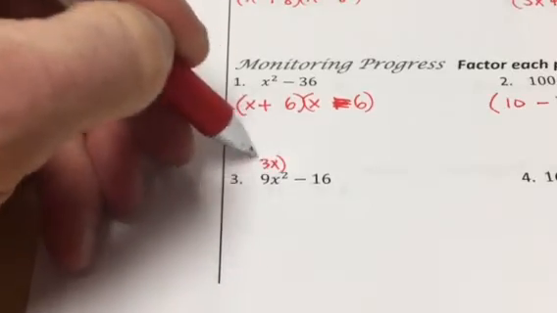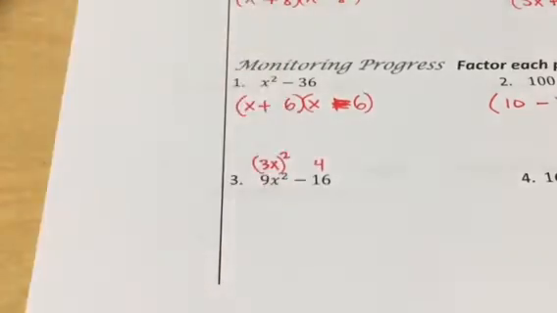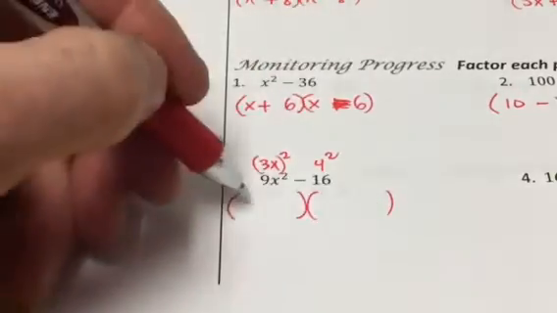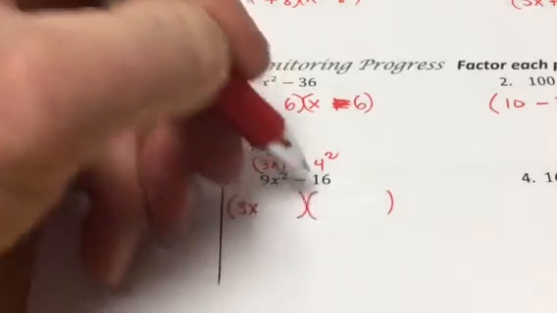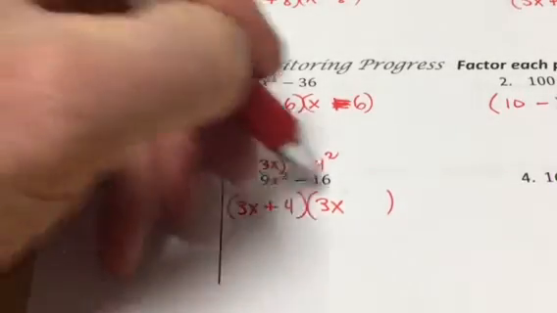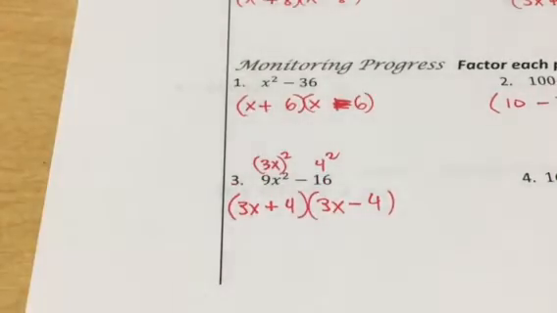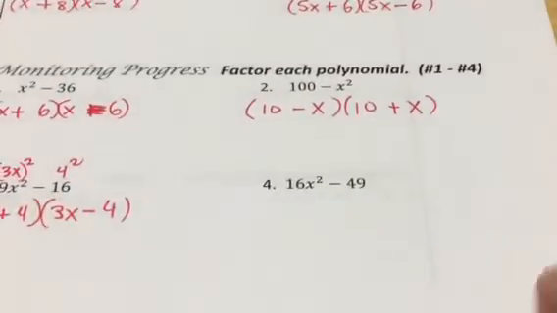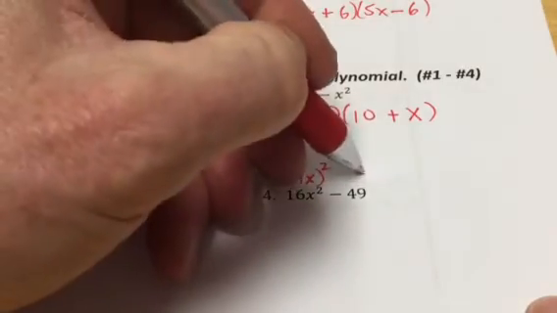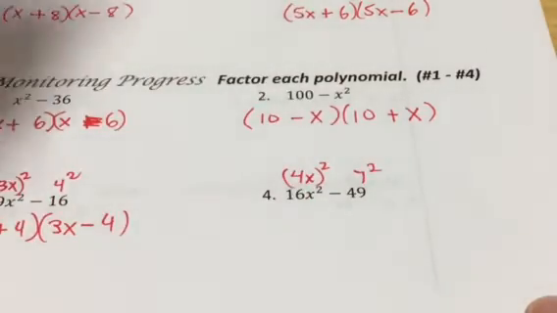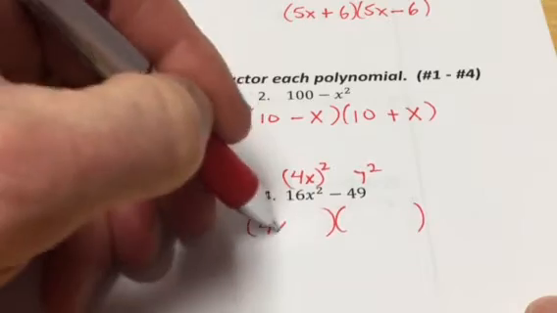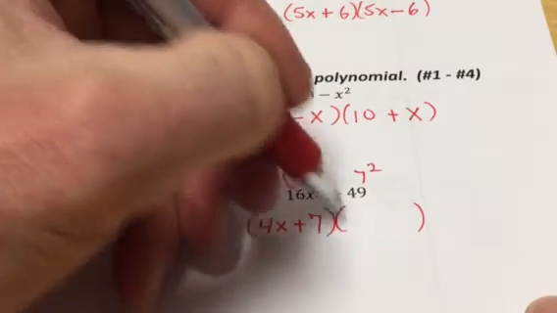On number 3, 3x is playing the part of a and 4 is playing the part of b. So we can factor this difference of squares into this product of conjugates. So 3x plus 4 and 3x minus 4. On number 4, we have 4x playing the part of a and being squared, and 7 playing the part of b and being squared. So we can factor this difference of squares into this product of conjugates.